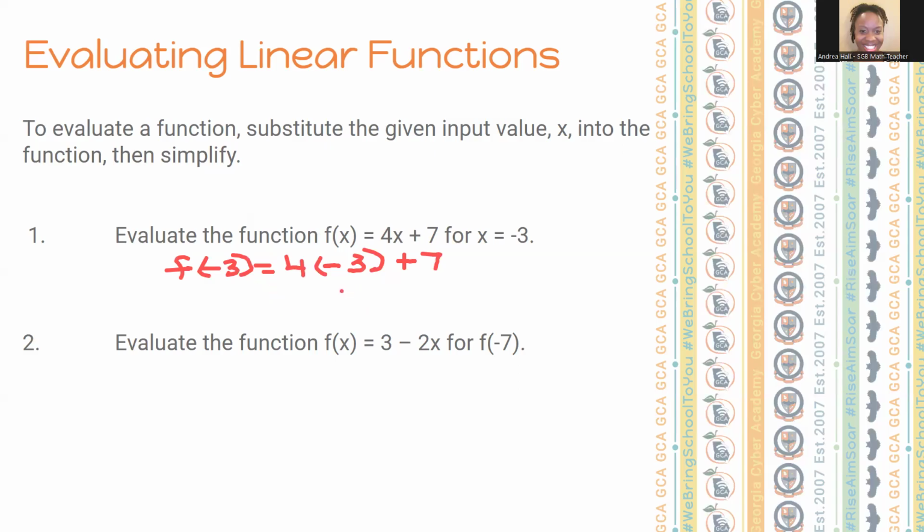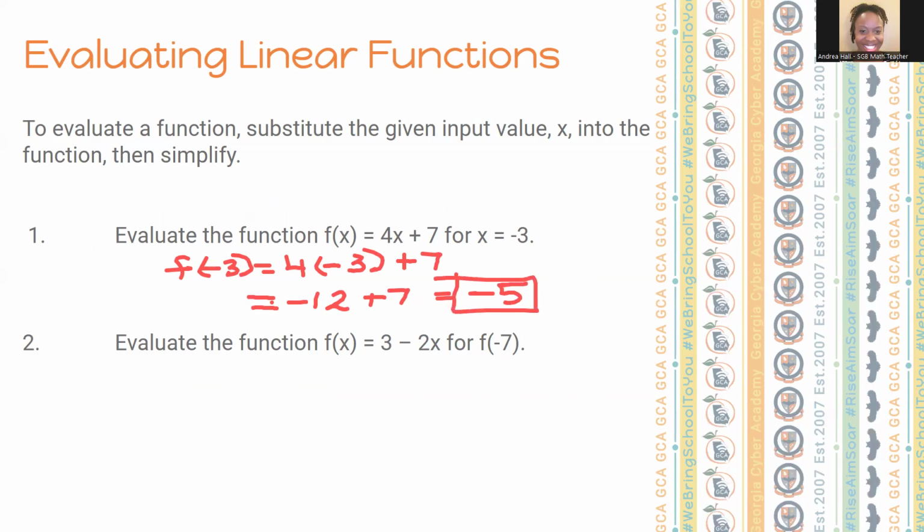I can actually just put this in my calculator, or you can work it out. I'm going to work it out. 4 times -3 is -12 plus 7. -12 plus 7, they're different. One is positive, one's negative, so I'm going to subtract and take the sign of the larger. We know our answer is going to be negative because 12 is bigger than 7. 12 minus 7 is 5. So -5 is our answer.